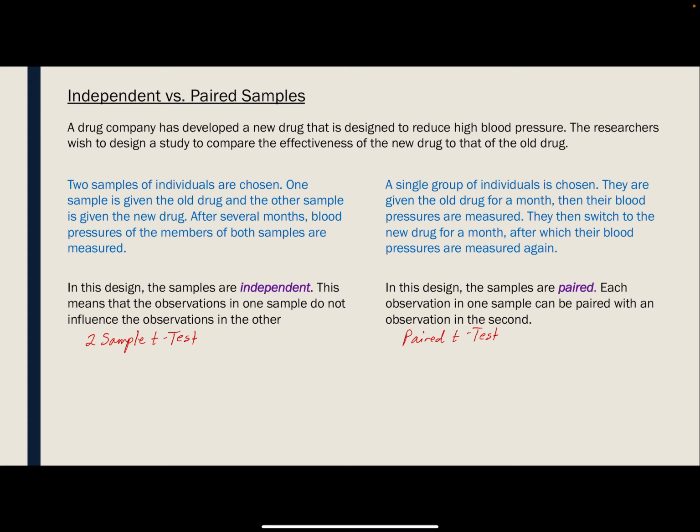Another example would be family members, say siblings. So you would have different subjects in each sample, but they have a relationship to each other. So maybe the first sample is data on the oldest sibling, and the second sample is data on the youngest sibling. And you want to look at the difference between those data. There's a natural pairing there.